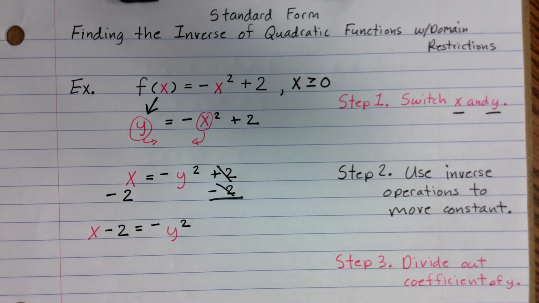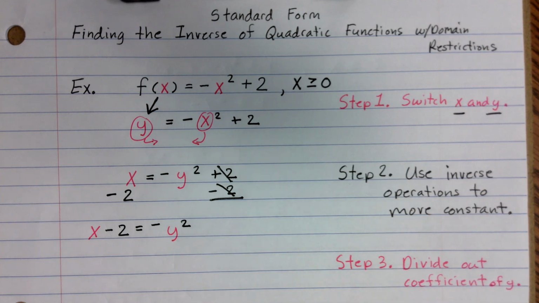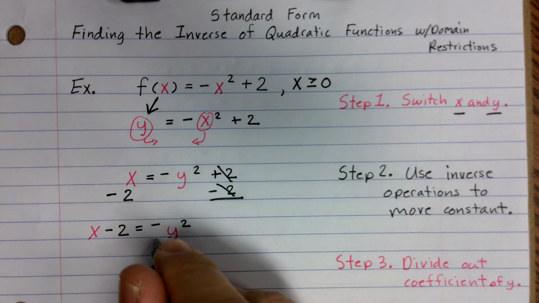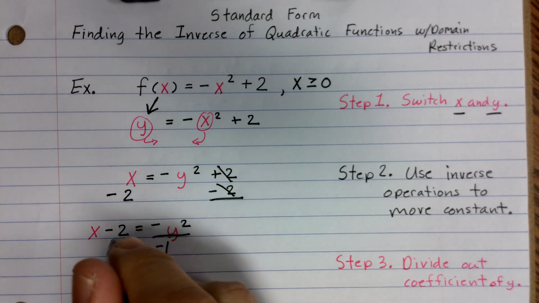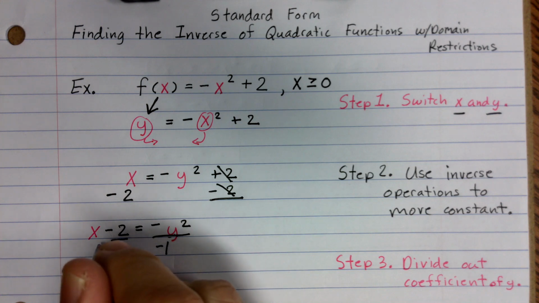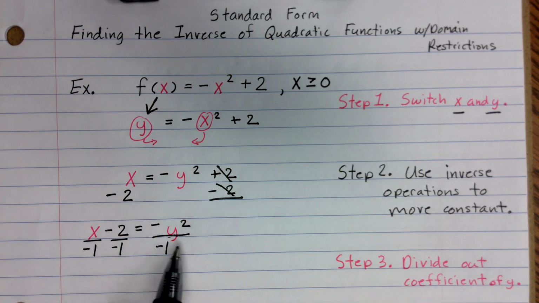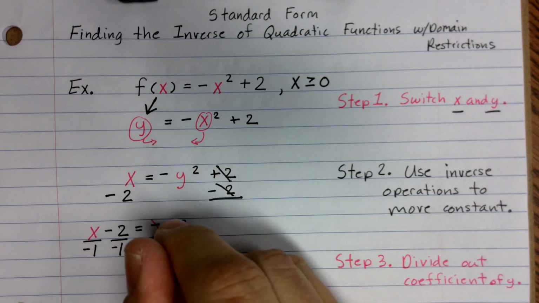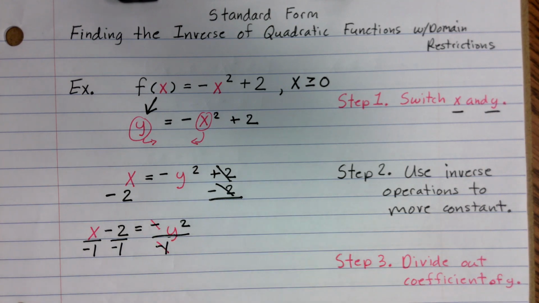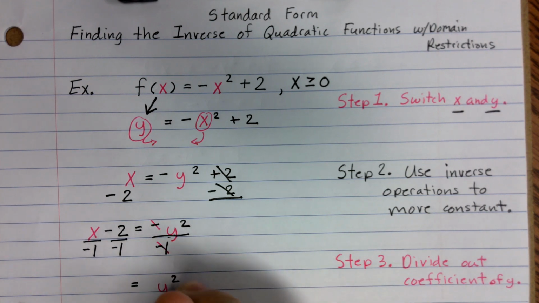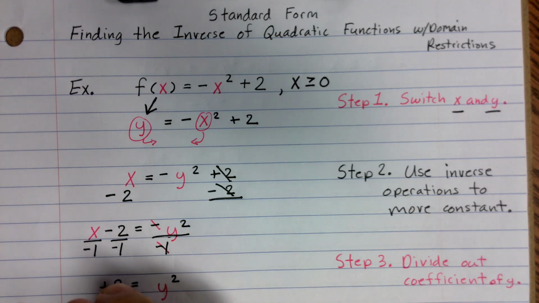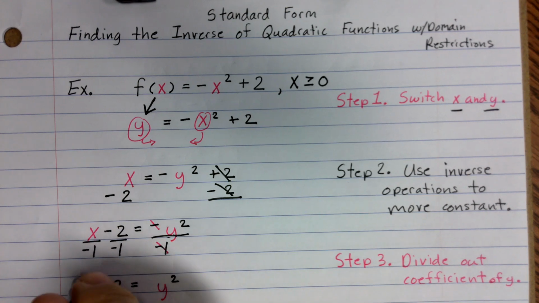Now we have our next step, which says divide out the coefficient of y. So we can't have a negative y, so we do need to divide out this coefficient of negative 1. So therefore I'm going to use inverse operations and divide the y by negative 1 to get rid of the negative sign. But I'm also going to divide the other two terms on the left side of the equation so that we keep it balanced. In other words, everything has to be divided by negative 1. And we know a negative divided by a negative becomes a positive. So all I'm left with now is simply y squared on the right side of the equation, and it's positive instead of negative now, and negative 2 divided by negative 1 gives me positive 2, and x divided by negative 1 gives me a negative x.